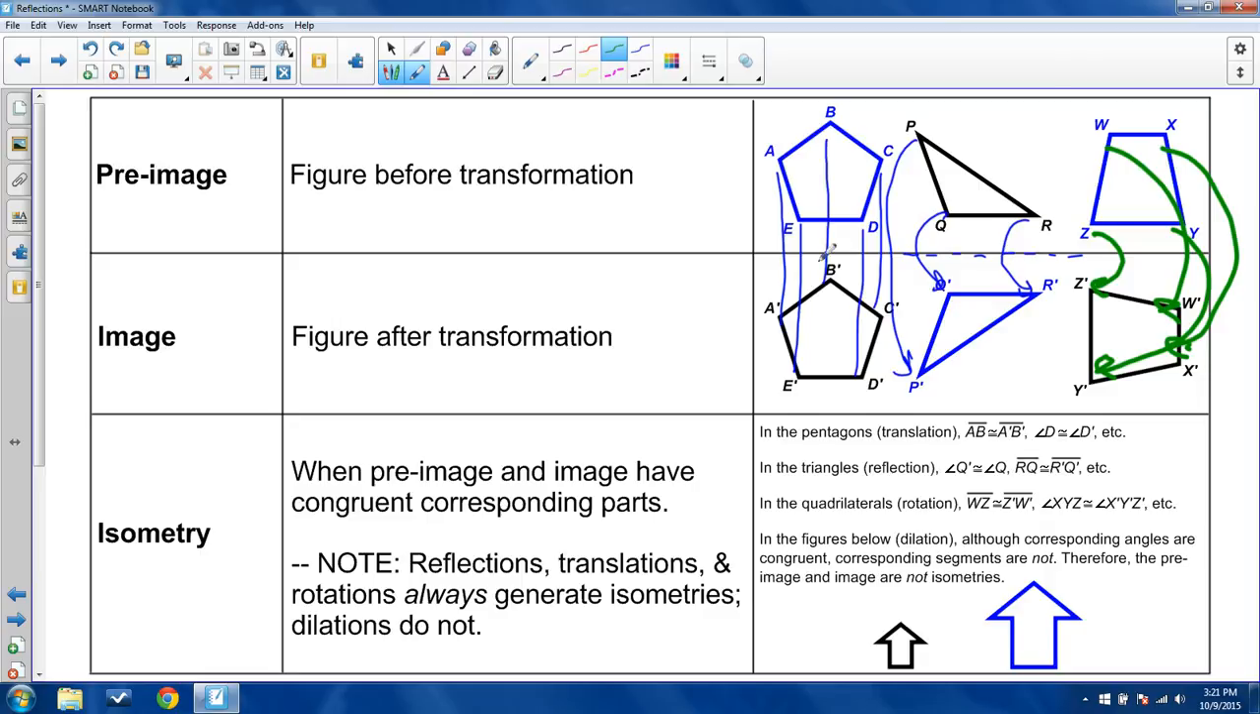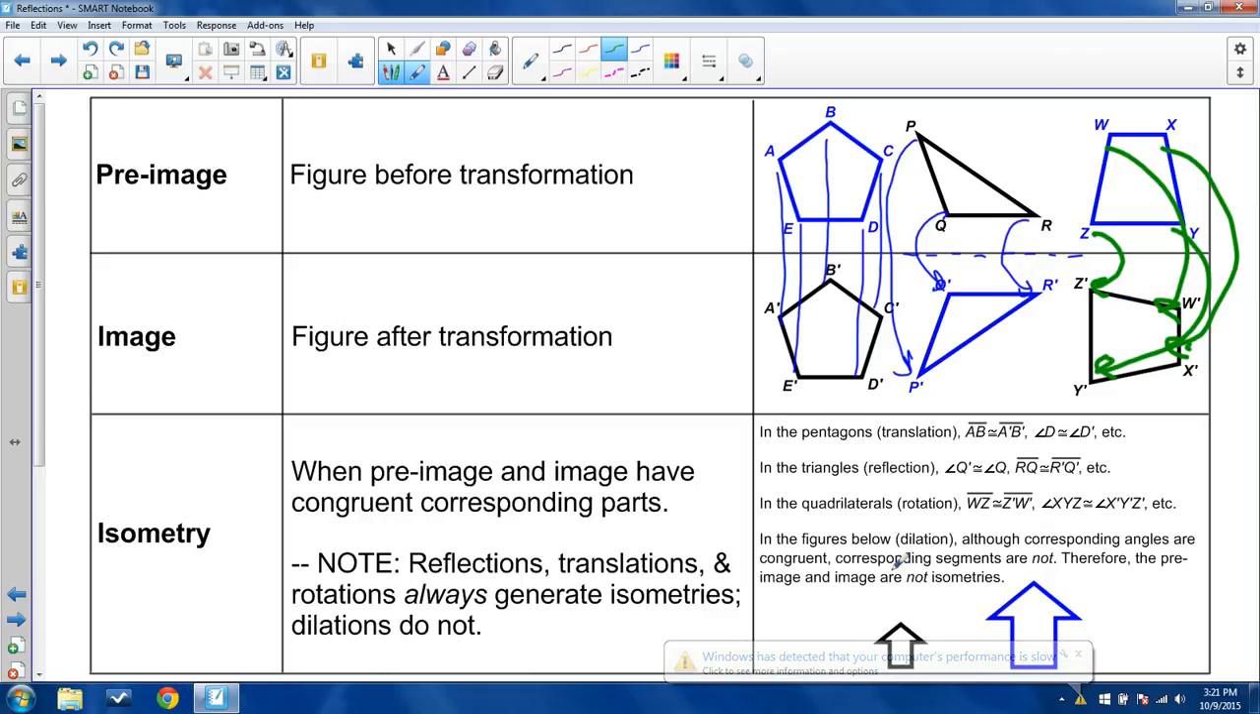So as I mentioned in the first pentagon, all angles and segments which correspond to one another are congruent. Well, that's the same thing here as well, and it doesn't matter if the colors are different, or if it's oriented a different way, or if it's a reflection of the other thing. They're still the same size, and I could map this back onto its pre-image. So again, the pre-image is before the transformation happens. The image is after the transformation happens. And these pre-images and images are all isometries.